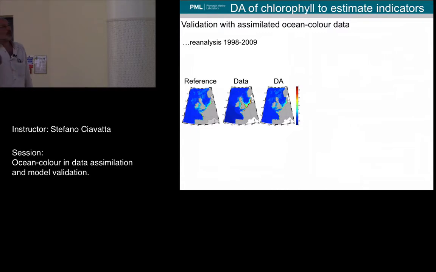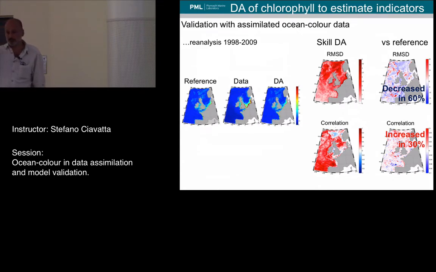So we ran a reanalysis for 1998 to 2009. This is the average value of chlorophyll from the model without data simulation, the average value of the data, and the average value after doing data simulation. So the difference between this and this is evident, though the reference and the difference are not very clear. So let's use some quantitative metrics to assess the difference.